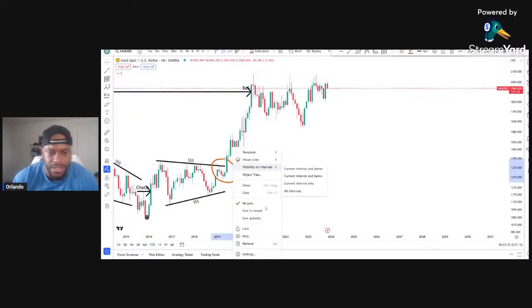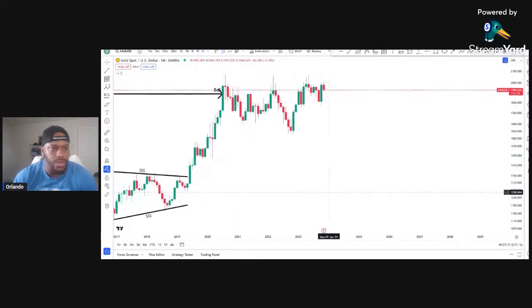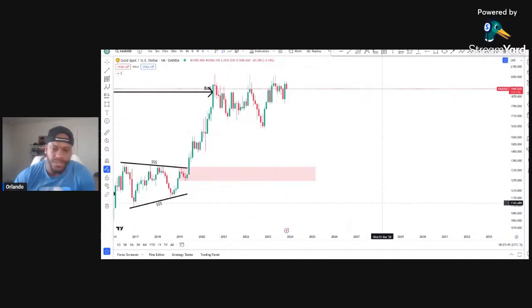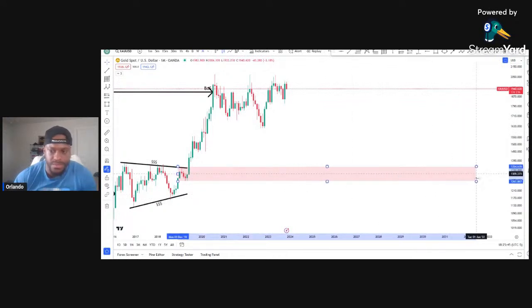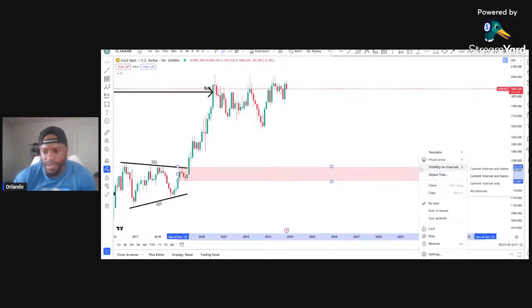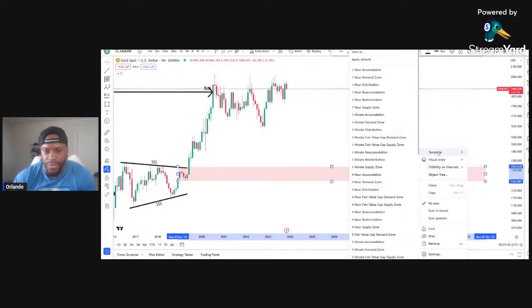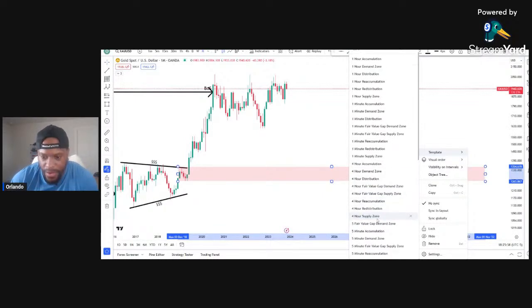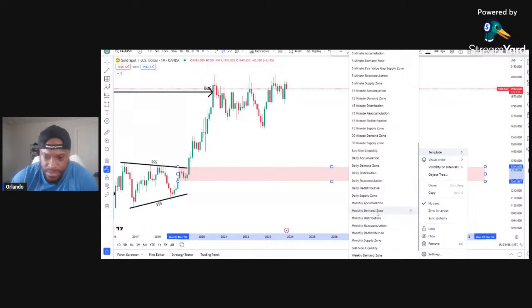So guess what? What we want to do on the monthly is simply zone this off. Put this as a monthly demand zone. I'm telling you, all of this is going to make sense. Monthly demand zone. And when price gets right here, we'll put an alert on it and we'll look to swing trade it when we get a lower time frame accumulation that wants to come out of that monthly demand zone. All right, so we have a monthly demand zone.